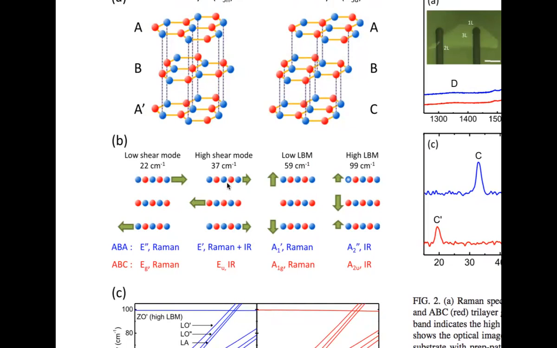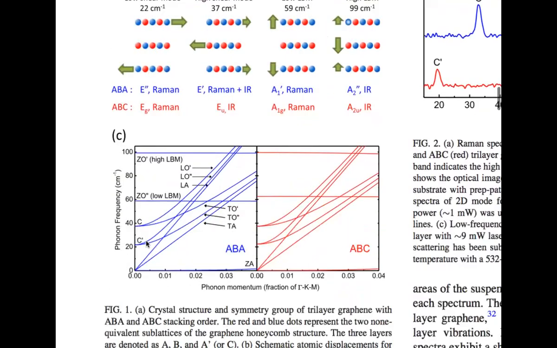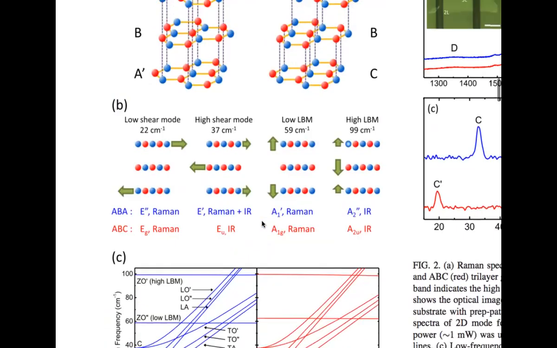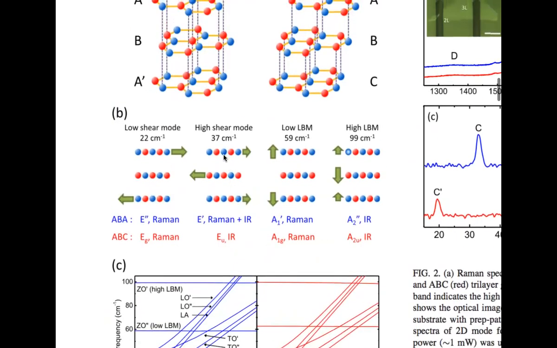Okay, like this. And it is higher frequency because there's more distortion on the interlayer bond. Okay, this layer and this layer, they're connected by some weak bonds. It's weak, but it's a certain bond. So when you distort the bond, you cause some energy. So this is the lower shear mode and the higher shear mode, and you have exactly the same thing in ABC. So that's why here I did not specify what kind of stacking it is, because it is the same for the two kinds of trilayer.